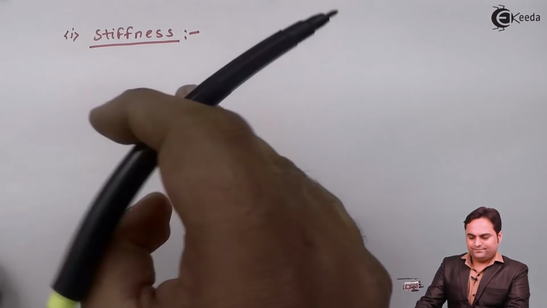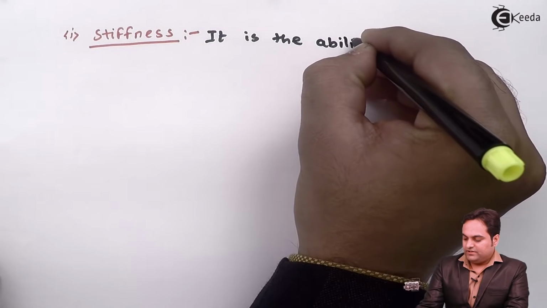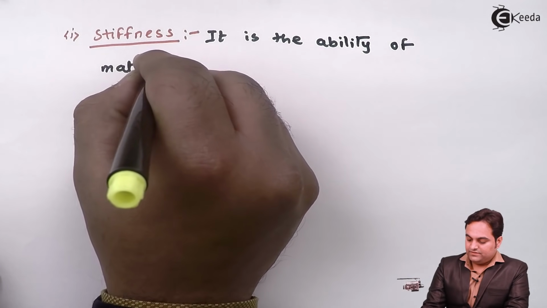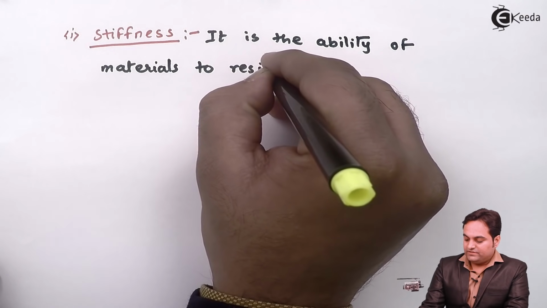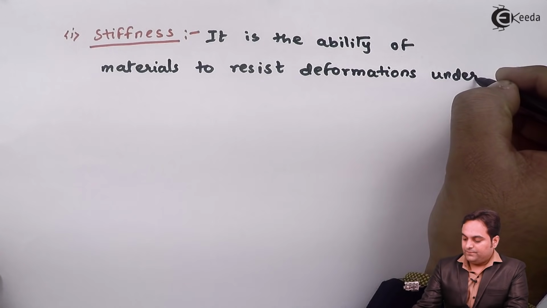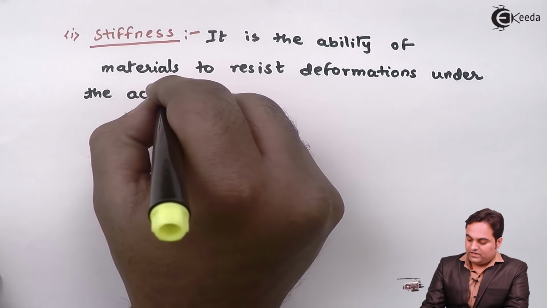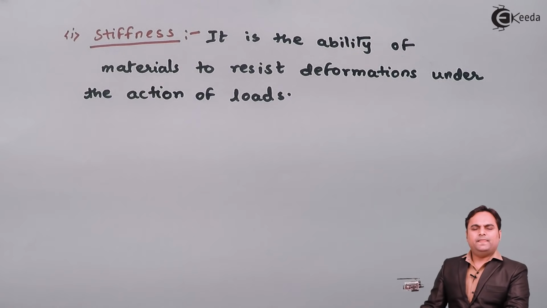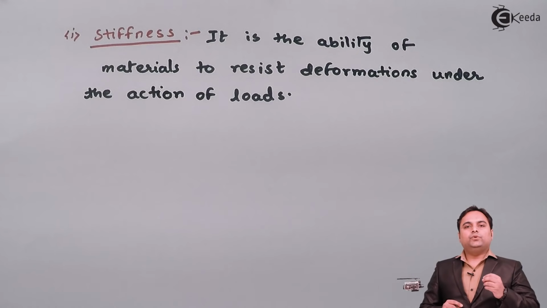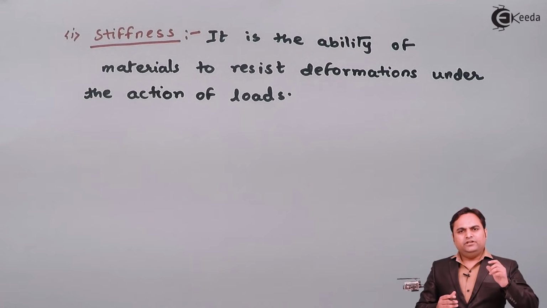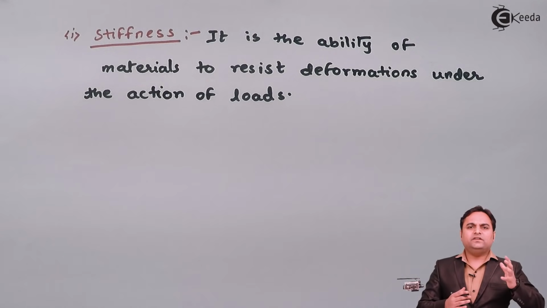Now stiffness is the ability of materials to resist deformations under the action of loads. So stiffness is the ability of any given material to resist deformation, that is, a material should not change its shape when the load is applied, and when we go on increasing the value of load, the deformation should be very small. It should not increase with the increase in load.